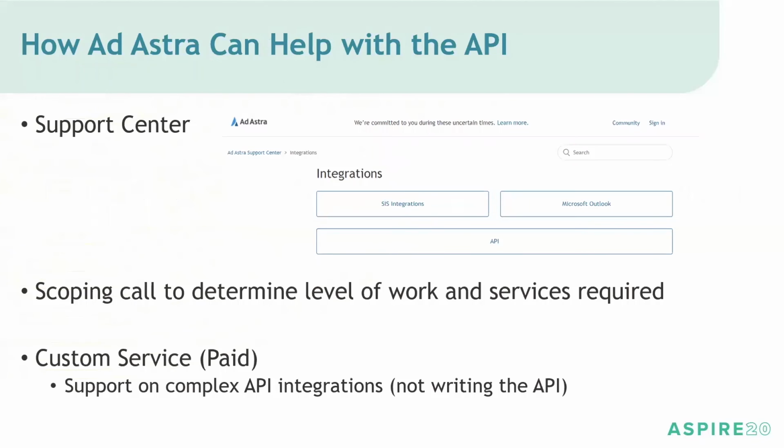So there are a few different ways that Ad Astra can help you with the API. The first place that we're going to direct you to is our new support center. If you're unfamiliar with the support center, there is a session available for you to review at Aspire 2020 to learn more about that. Once you're in the support center, you're going to click on integrations, and then you'll see the large area there for API. In that area, you're going to find lots of documentation to get you started. This is going to be important to share with your technical teams.